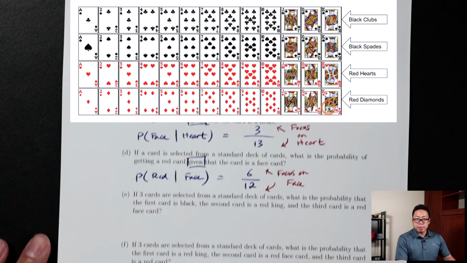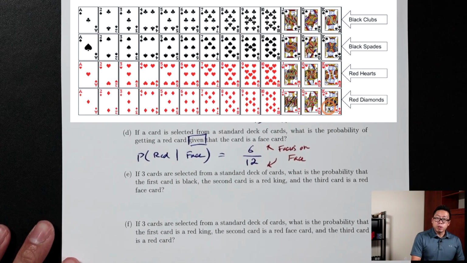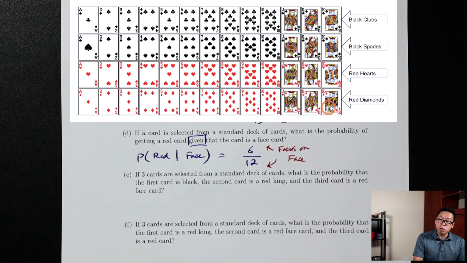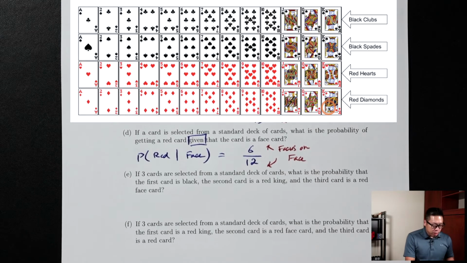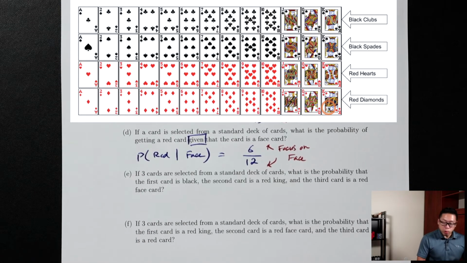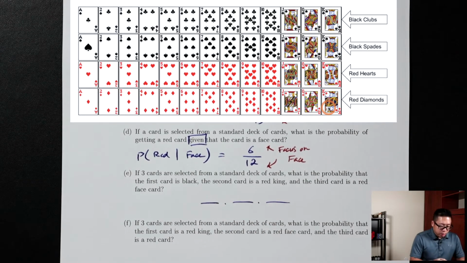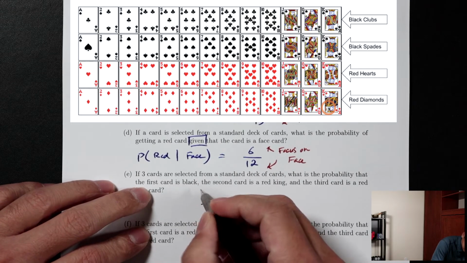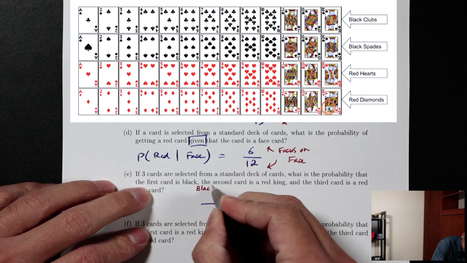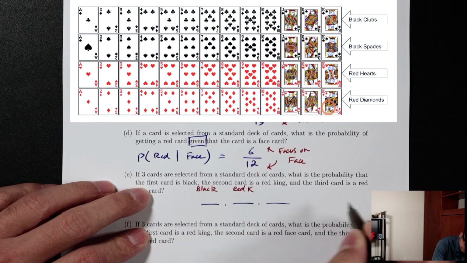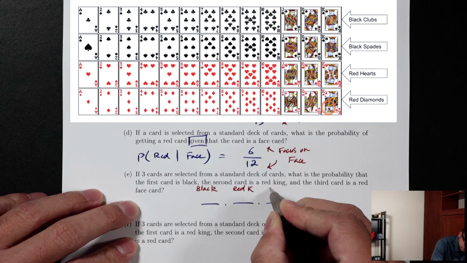Part E. If 3 cards are selected from a standard deck of cards, what's the probability the first card is black, the second card is a red king, and the third card is a red face card? So we're talking about 3 cards, I'll need 3 fractions. And it says here, I want the first card to be black. Second card is a red king, so red K. Third card, red face card.